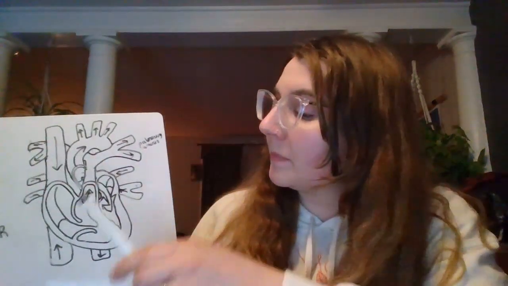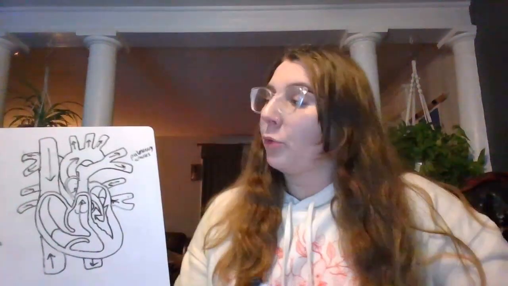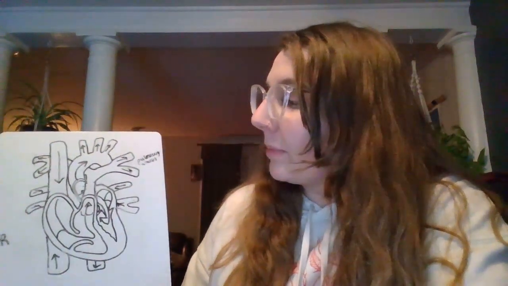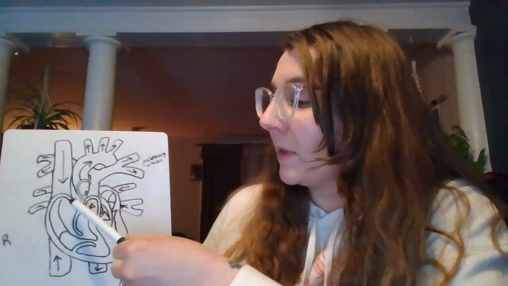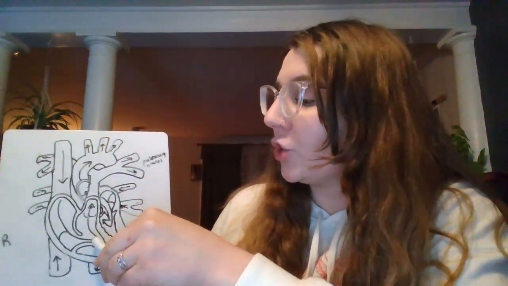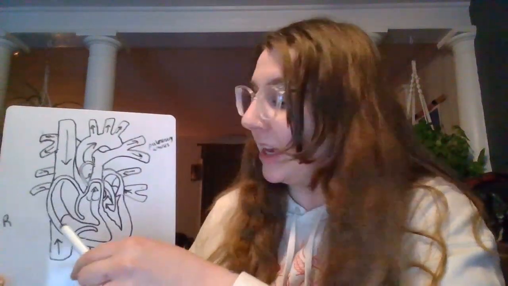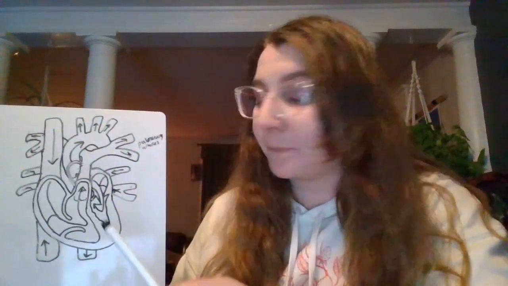So based on this diagram here, deoxygenated blood can enter the heart in two different avenues: through the superior vena cava, which is above the diaphragm, and the inferior vena cava, which is below the diaphragm. From these two points, blood will go through the right atrium, and the right atrium will lead to the tricuspid valve, where blood is pushed through the tricuspid valve and into the right ventricle.